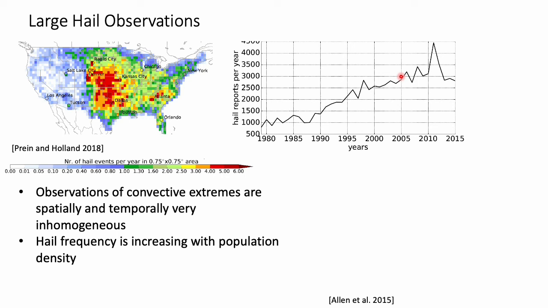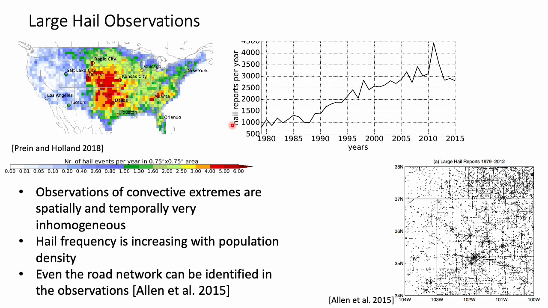That's the same reason why we have more hail reports closer to cities than in rural areas. If you look at the distribution of these reports, you can clearly see highways and big cities in the reporting practice. So we miss many of the events that happen in between roads and in between cities. You have to be very aware of these deficiencies in observing convective events, specifically tornadoes and hail, but also other convective extreme events.